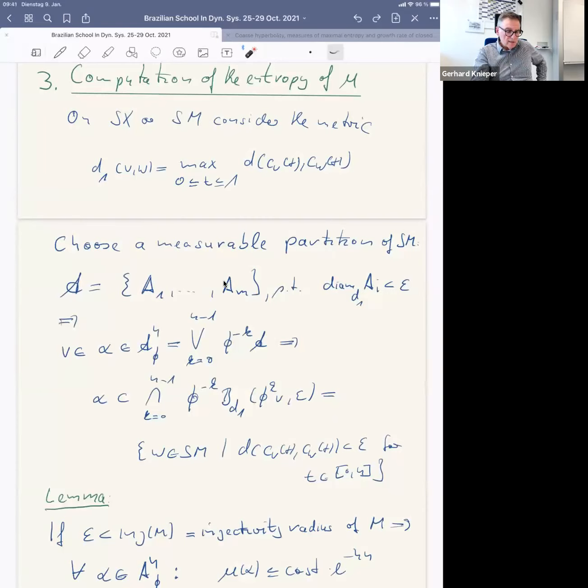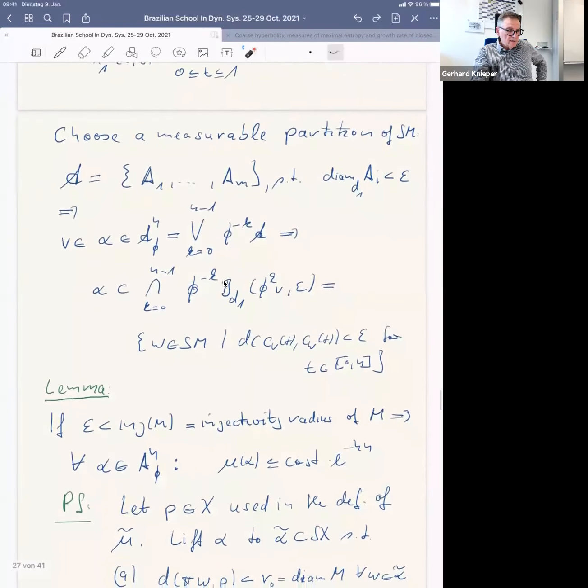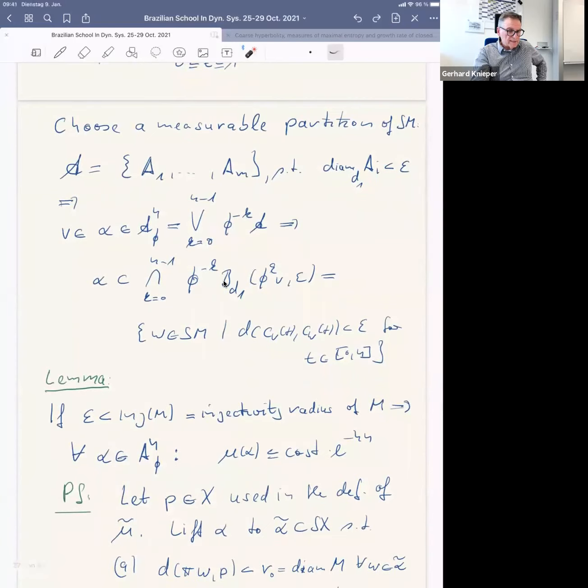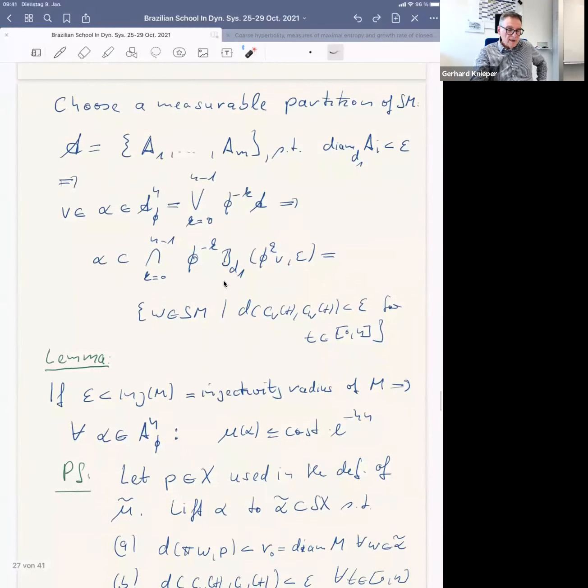Now, in order to compute the metric entropy of this measure, we introduce, as usual, a measurable partition of the unit tangent bundle on the quotient. Later on, we lift this, but first of all, we have to do it on the quotient. We assume that the diameter of the sets in this partition is smaller than epsilon with respect to this metric, and then we do what one always does: one iterates this partition under the time 1 map of the flow.